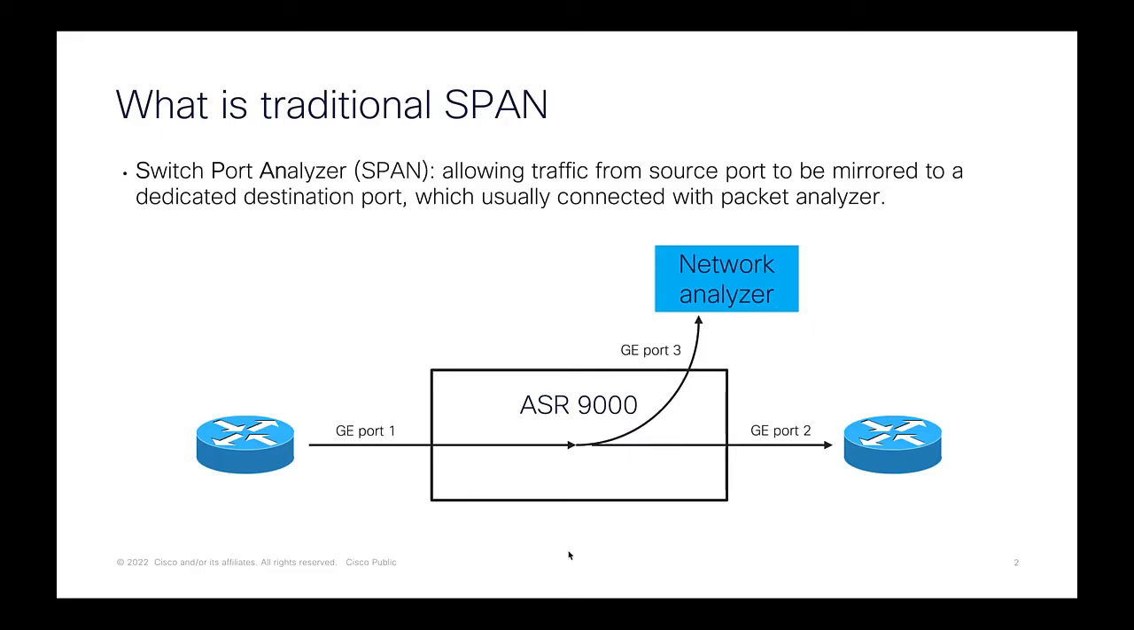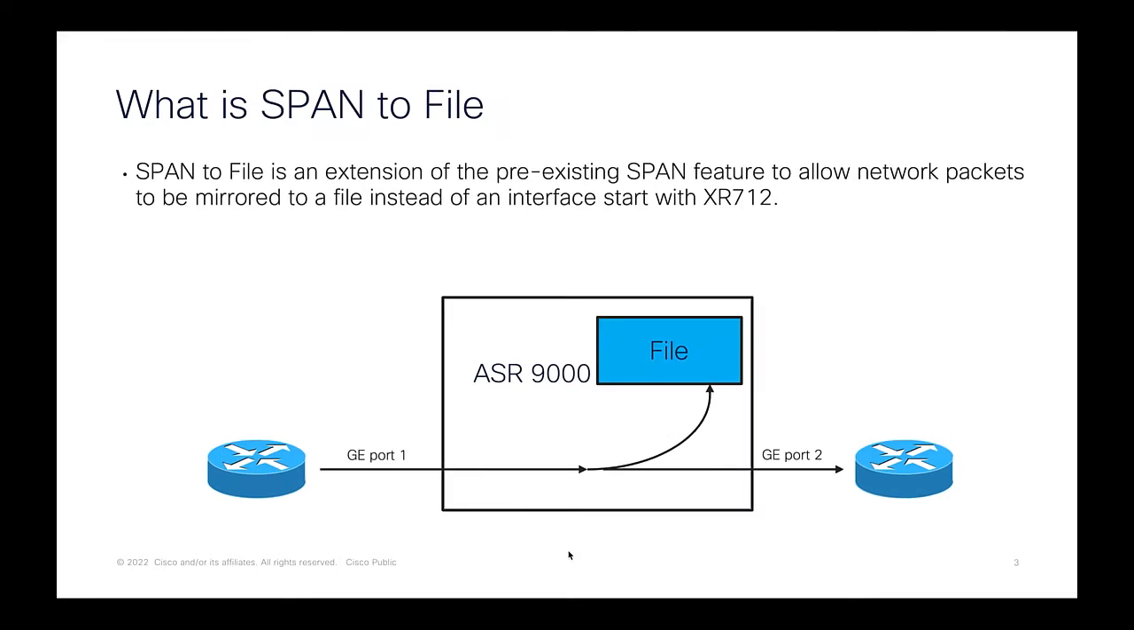Traditional SPAN allows traffic from a source port to be mirrored onto a dedicated capture port. However, you have to connect a packet analyzer or traffic generator to the network device. SPAN to File is a new tool.